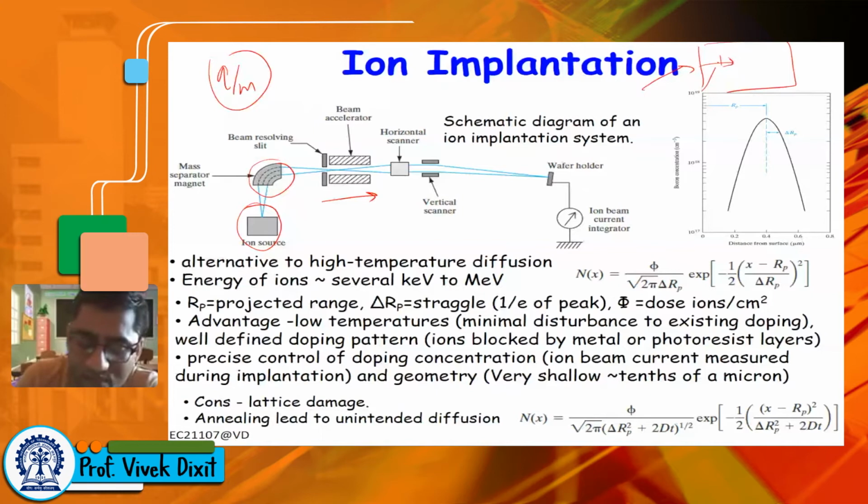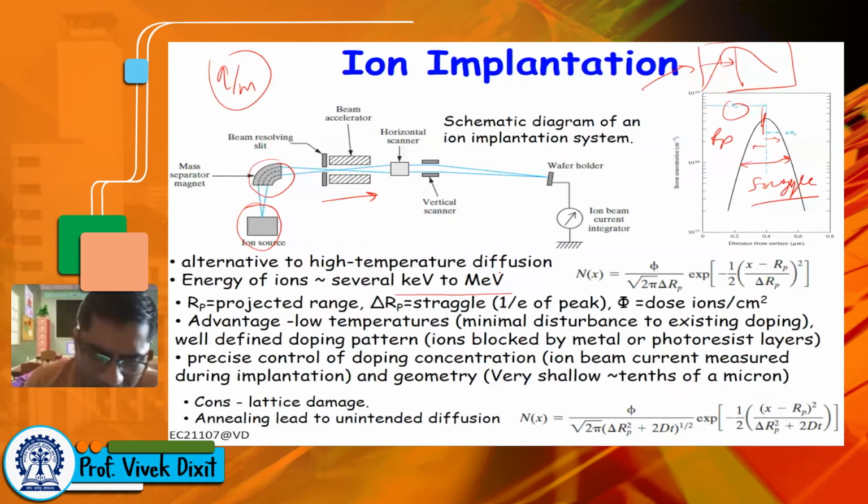The depth of these ions is called the projected range, RP. Since not all of them will reach the same depth, some of them will go ahead, some of them will stop before. So this half width is called the straggle. So you will get this kind of profile. Now the energy of these ions varies from a few kilo electron volts to mega electron volts. And these terms you should be clear on: RP is the projected range where the peak occurs, and delta RP is the straggle, where the profile falls to 1 by E of the peak. So this distance is the straggle.